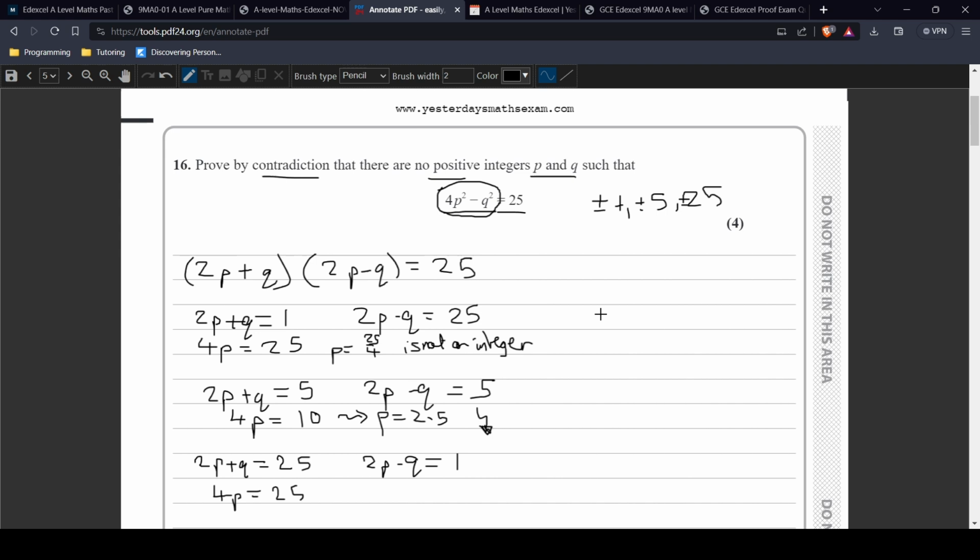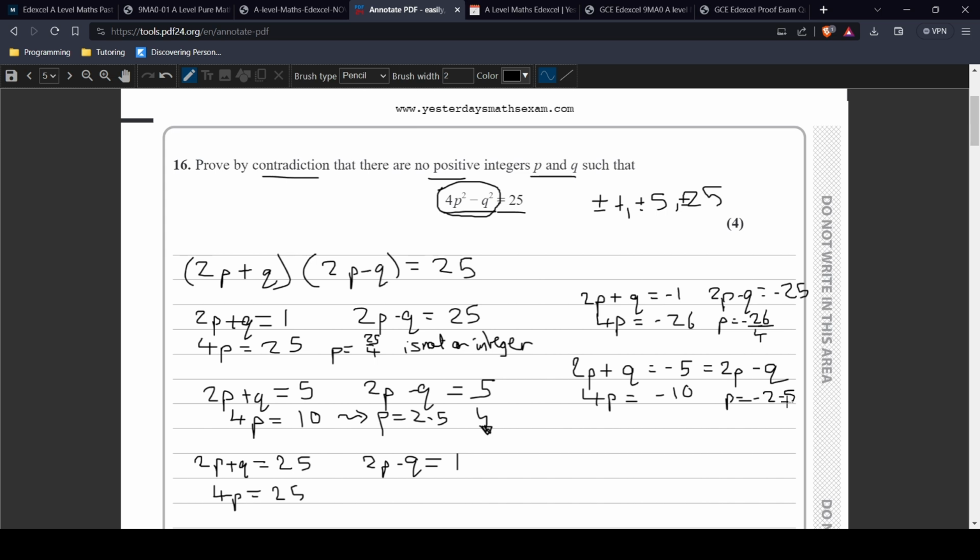So the other cases we can consider are 2p plus q is equal to minus 1. So then 2p minus q is equal to minus 25. And in this case, adding them up will give 4p is equal to minus 26. And clearly p is equal to minus 26 over 4, which is not a positive integer. Two more cases left, so 2p plus q is equal to minus 5, and 2p minus q is also equal to minus 5. Adding them up gives 4p is equal to minus 10. So p is equal to minus 2.5, which is again not a positive integer.